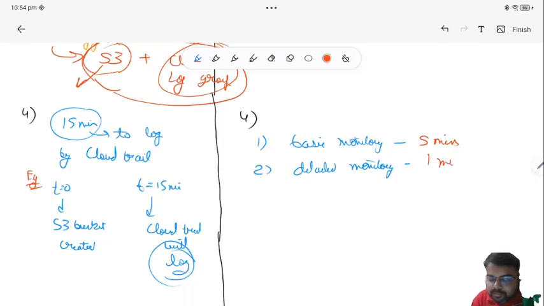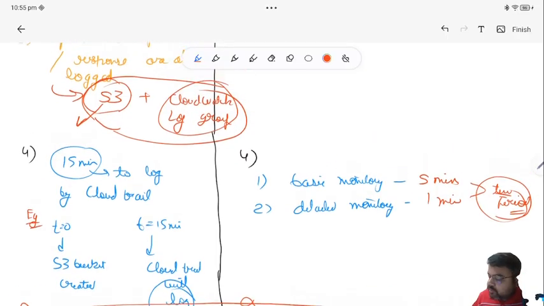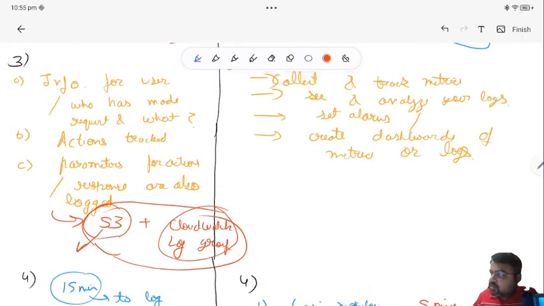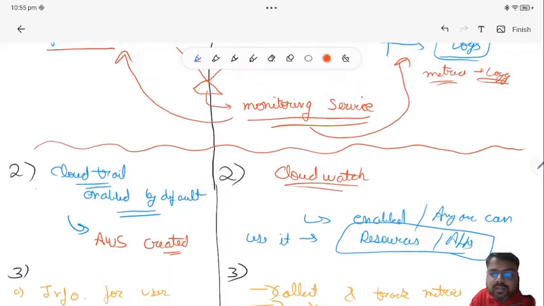These are the few discussion points which help to analyze and compare the CloudTrail service versus the CloudWatch service. We will be doing a quick summary of what we have seen.